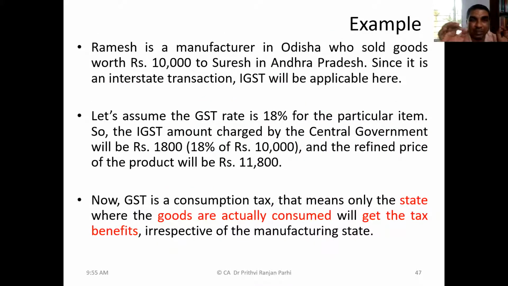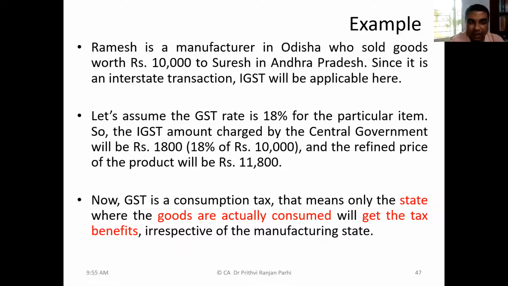For example, you can read this from the slide. Ramesh is a manufacturer of Odisha who sold goods worth 10,000 to Suresh of Andhra Pradesh. Now tell me what tax will be levied? What kind of GST will be levied here? IGST will be levied. Let us assume the GST rate is 18%. So the bill amount will be 10,000 rupees plus 1,800, so 11,800 will be the bill.